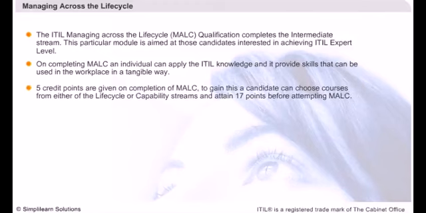Managing across the lifecycle is the last step in achieving the ITIL Expert certification. Therefore, it is mainly focused on individuals who want to become ITIL experts. On completing MALC, an individual can apply the ITIL knowledge, and it provides skills that can be used in the workplace in a tangible way. We have already discussed the credit system in the certification path slide. However, just to mention, the MALC certification gives you 5 credit points. Now let us proceed to look at the Accreditation Institute for ITIL in the next slide.